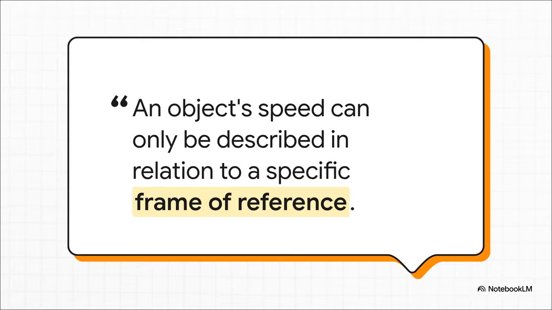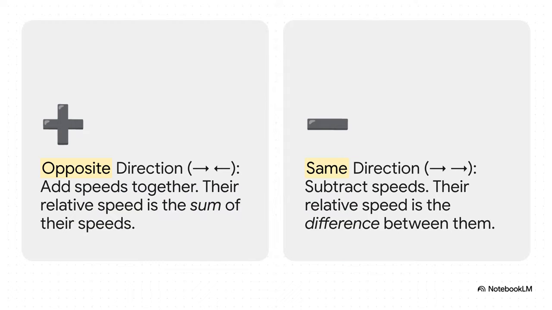That's the core idea. As the source material puts it, speed only makes sense when you describe it in relation to something else. And by cleverly picking our frame of reference, we can make complex problems simple. And here's the simple rule. When two things are moving in opposite directions, either coming right at each other or moving away from each other, the space between them is changing really fast. So, to get their relative speed, you add their speeds together. But if they're moving in the same direction, like one car chasing another, you want to find the difference in their speeds. So you subtract the slower one from the faster one.